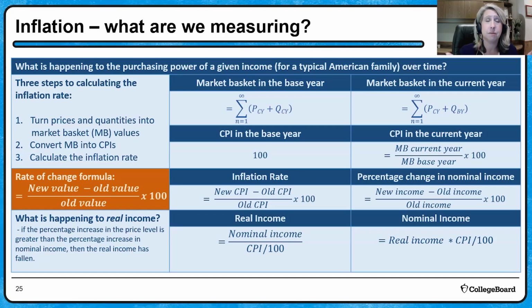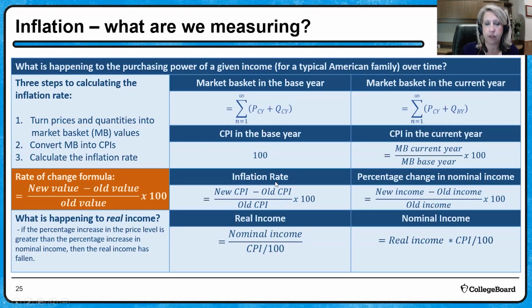But in the real economy, the market basket has 80,000 goods and services in it. And so if we want to use a meaningful tool to describe what's happening to inflation, to describe what's happening to purchasing power, we convert those market basket values into CPIs. The CPI in the base year is always 100 because the calculation is market basket in the current year over market basket in the base year times 100. In the base year, the numerator and the denominator are the same thing. 1 times 100 is 100. So turn the market basket into CPIs, and then use your CPIs and the rate of change formula to calculate the inflation rate.